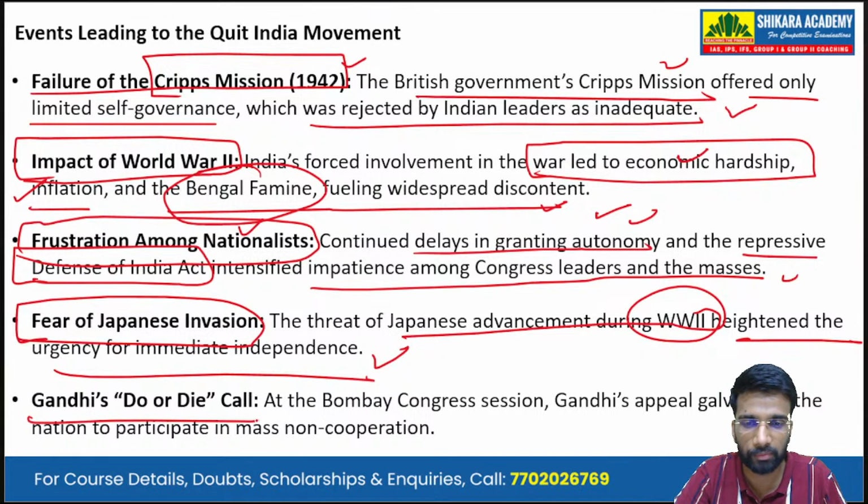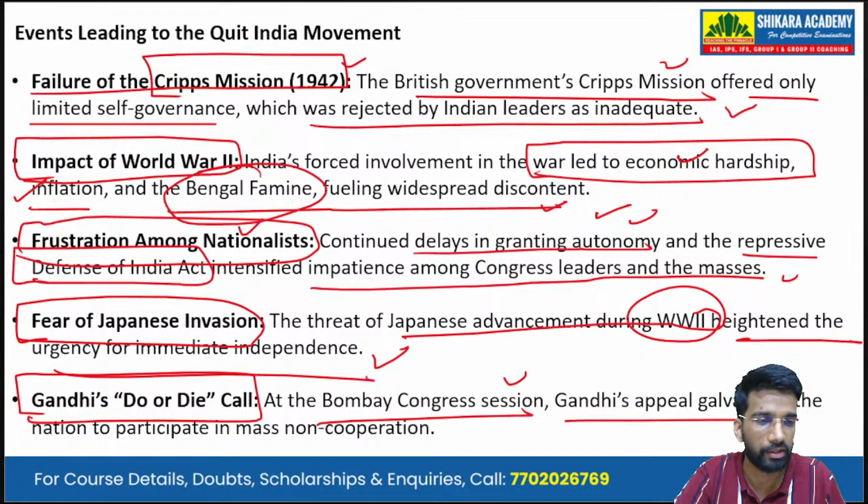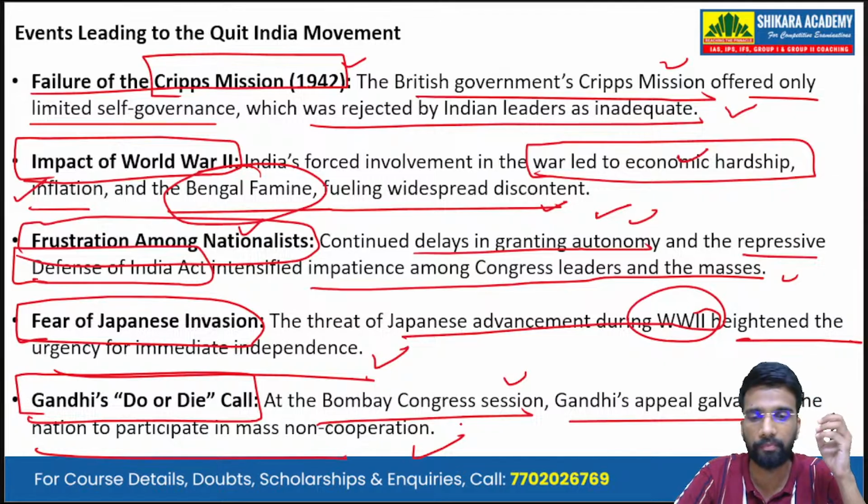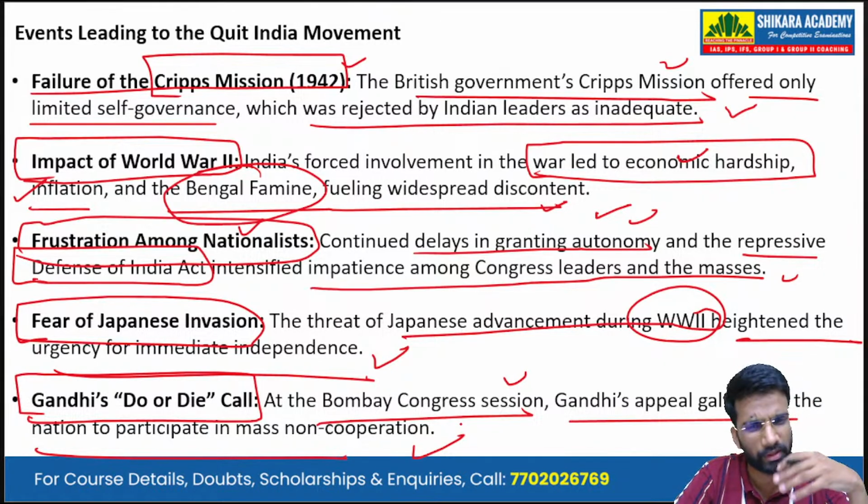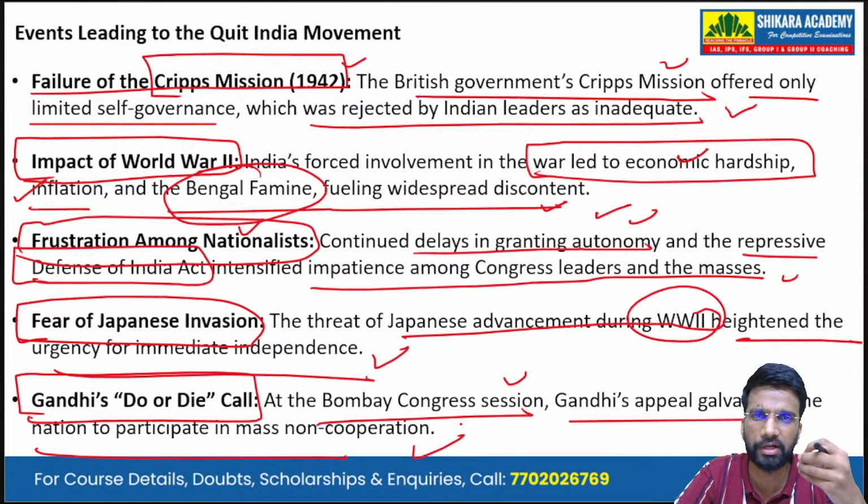Then finally, it was Mahatma Gandhi's do or die call. With the Bombay Congress session, Gandhi's appeal galvanized the nation to participate in mass non-cooperation, because till this point of time, even Mahatma Gandhi was somewhat dissatisfied and frustrated with the British policies and wanted the British to be out as soon as possible. That is why he gave the final call of do or die.